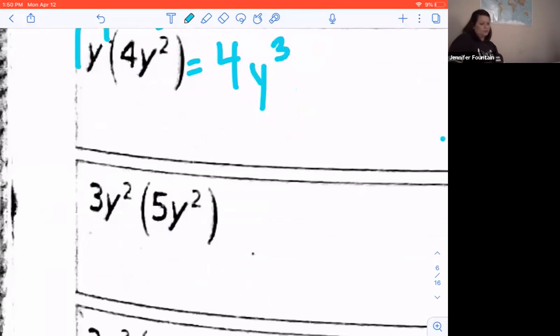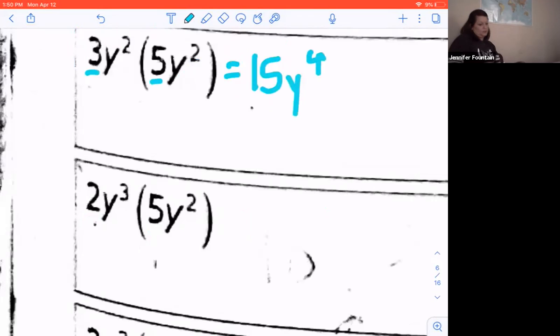Okay, let's look at the next one. What am I going to multiply? What are my numbers? 3 times 5 is 15. And y squared times y squared is going to be y to the 4. Good. 2 plus 2 is 4. So 15y to the 4th. Let's look at the next one. 2 times 5 is 10. And y cubed times y squared is going to be y to the what?